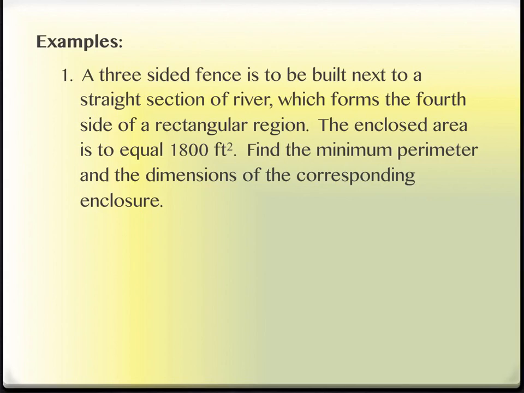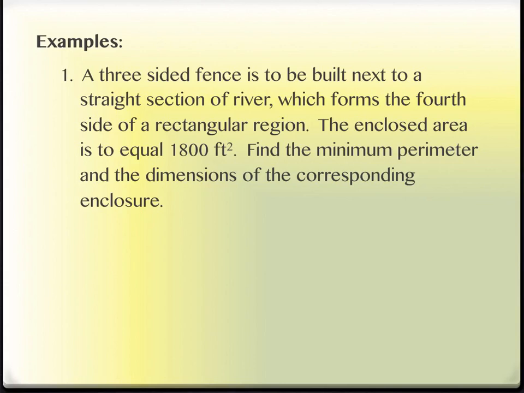This one is a 3-sided fence. A 3-sided fence is to be built next to a straight section of river, which forms the 4th side of a rectangular region. The enclosed area is equal to 1,800 square feet. Find the minimum perimeter and the dimensions of the corresponding enclosure.